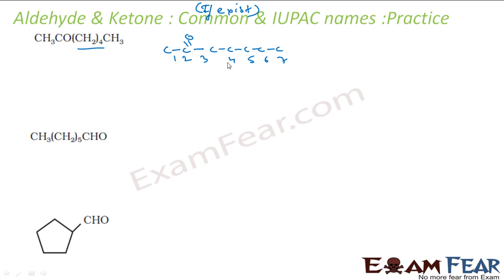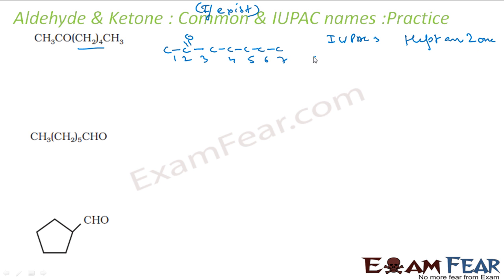This is a ketone, right? Because this is a carbonyl group and I have 2 alkyl groups attached to it. It's a ketone. So let's give the IUPAC name. There is no substituent. There are 7 carbons, so it's hept. All single bonds, and at second I have a ketone, 2-one. That is my IUPAC name.